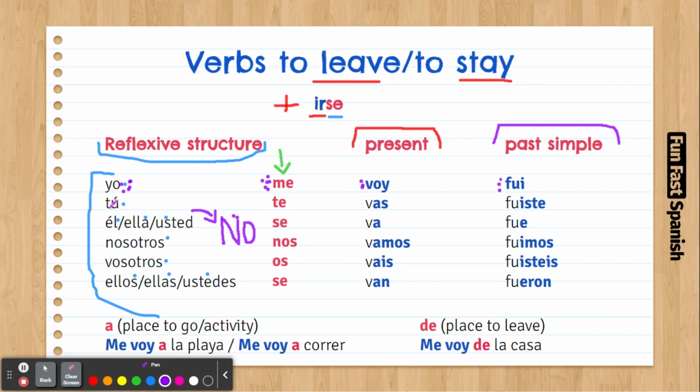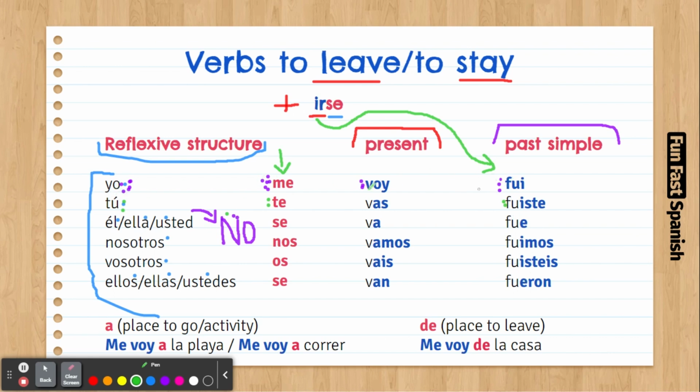Let's do the second personal pronoun, which is tú. So let's say you left. Tú te fuiste. That means you left. You didn't leave. Tú no te fuiste. And so on. And as you can see, the verb ir is conjugated here in past tense. Fui, fuiste, fue, fuimos, fuisteis, fueron.